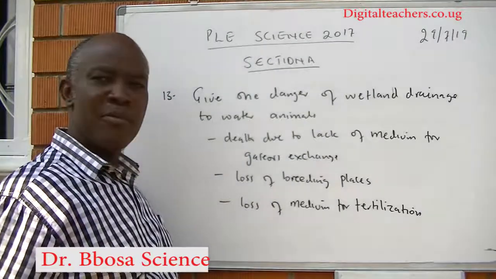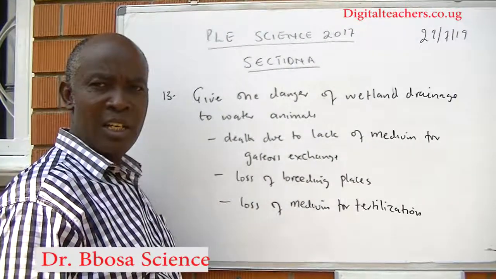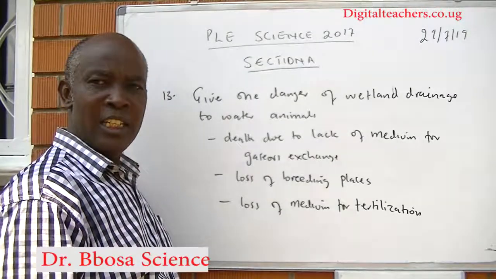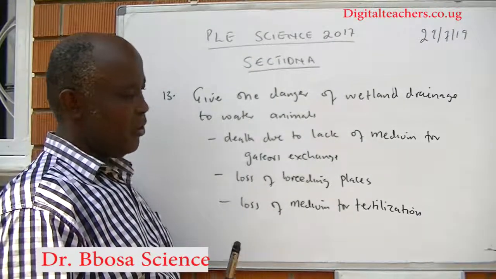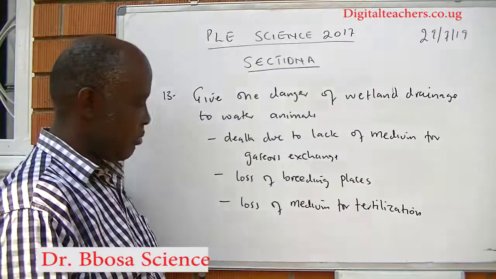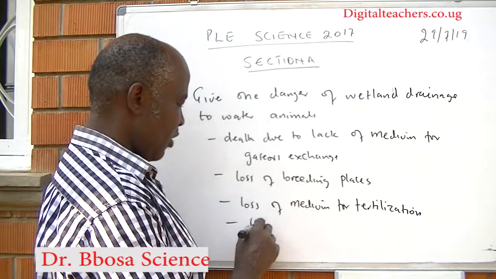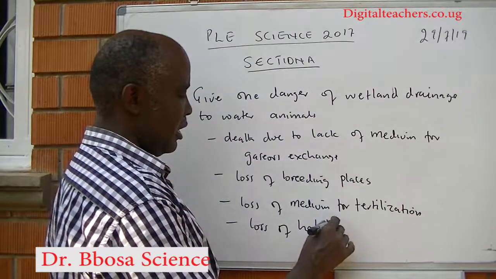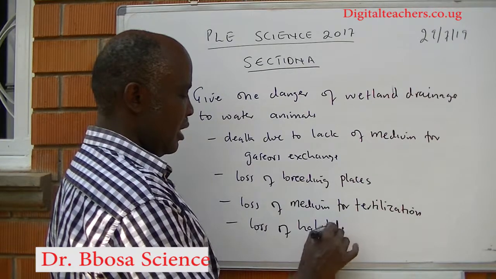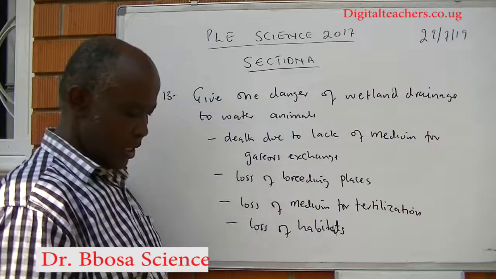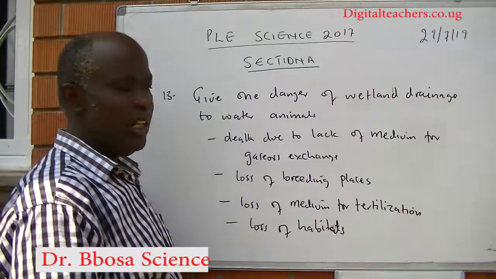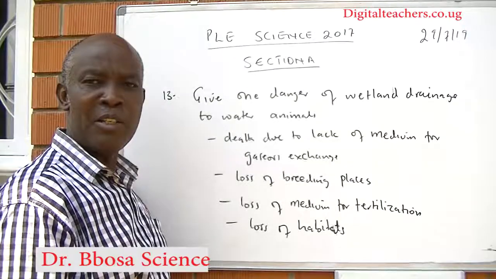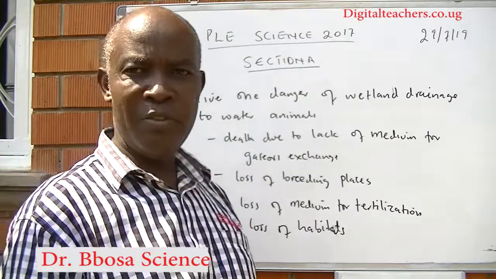They may lose a medium for fertilization. In a fish and in a frog, fertilization occurs externally. So when you remove water, fertilization will not take place. And loss of habitats. Some animals live permanently in the water. So if you remove water, they will die because they have nowhere to live.